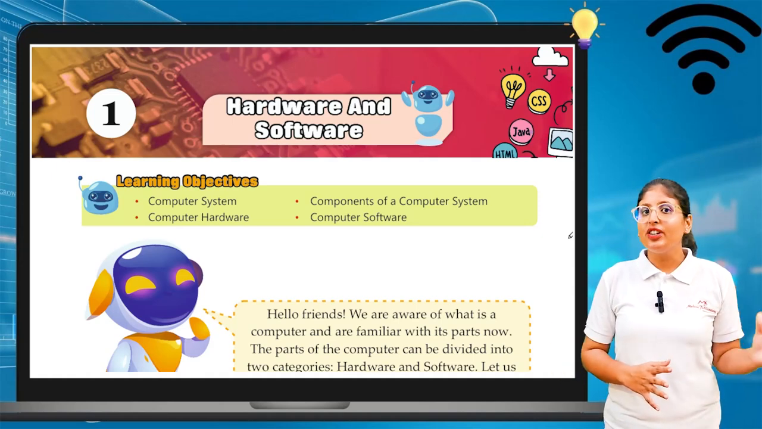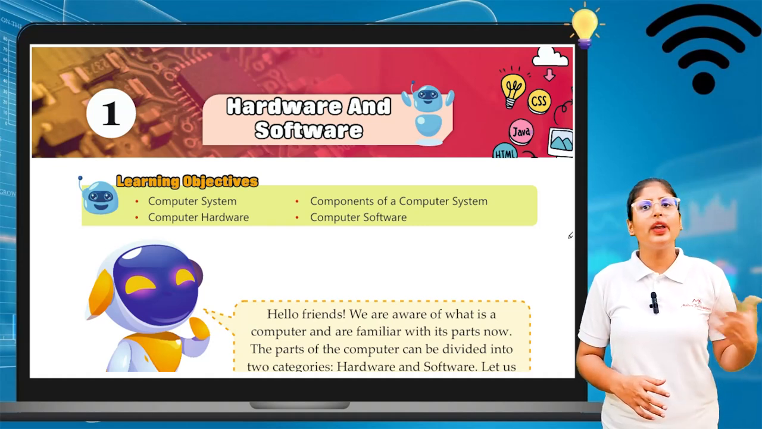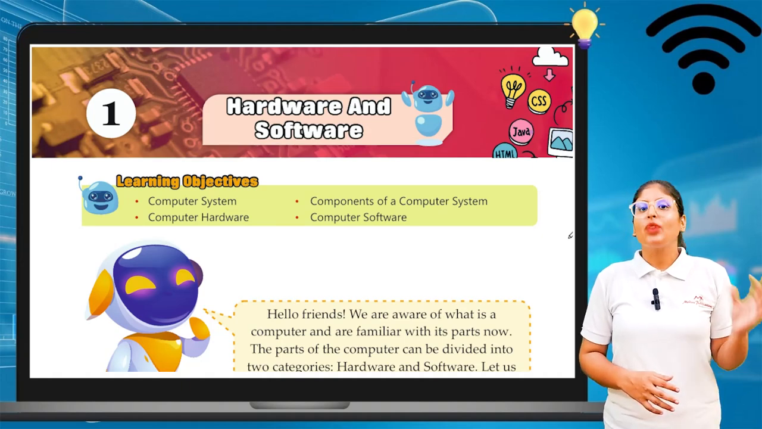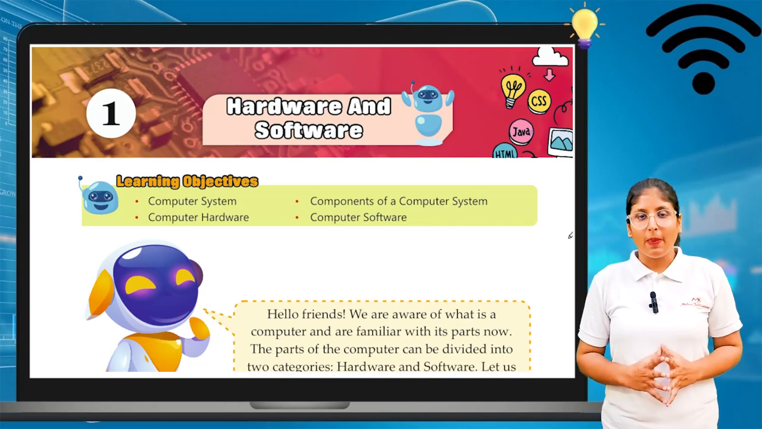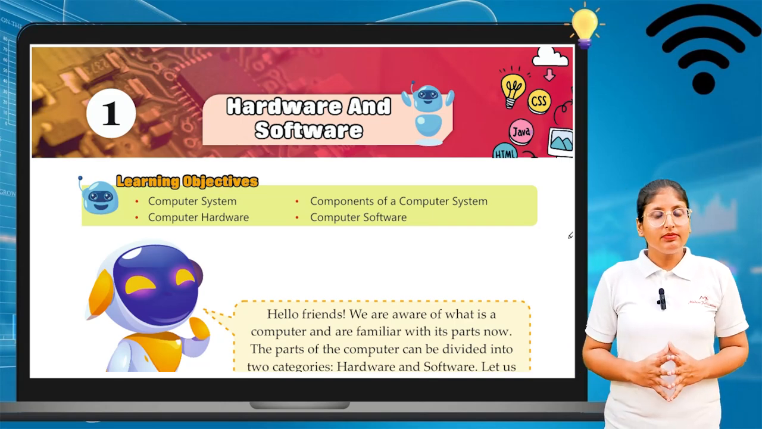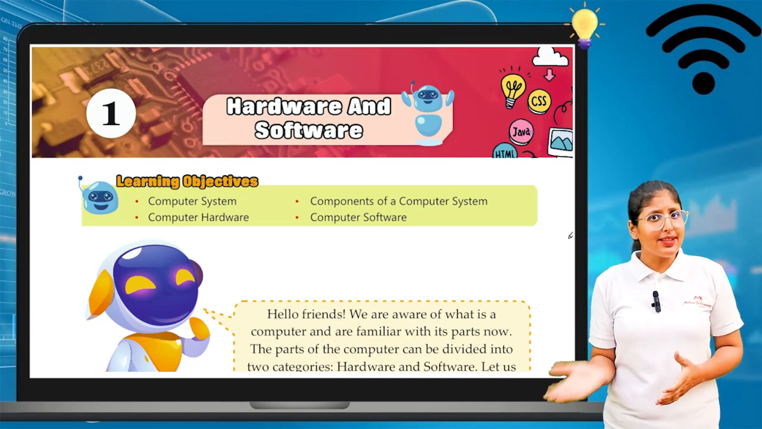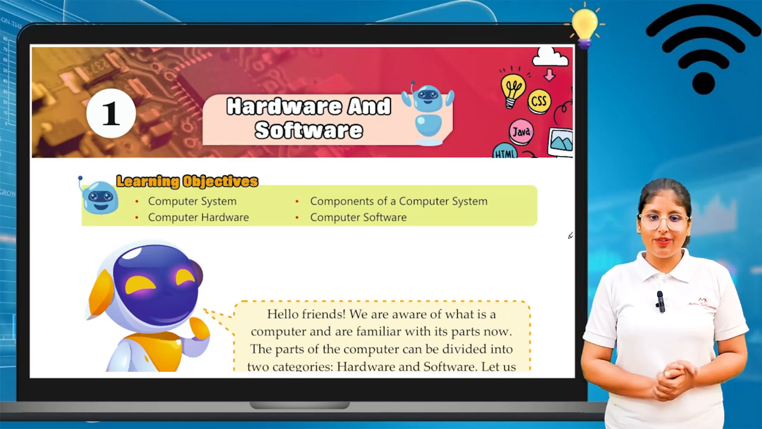Because in class first and second, we already discussed what a computer is, its parts, how we can use the computer, and what safety precautions we need. All these things we already studied in class first and second. So in third class, we will look at hardware and software. So let's start this class. Let's have a look at this chapter, hardware and software.